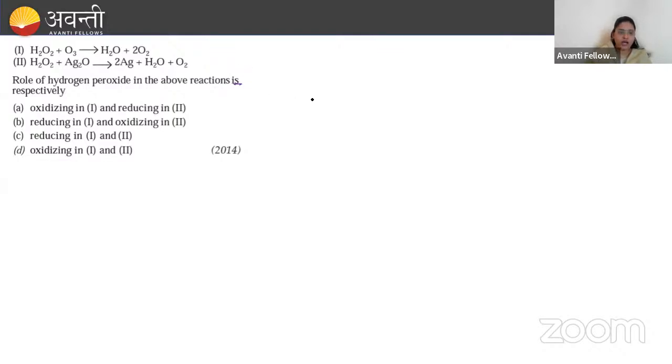So H2O2 reacts with ozone to give H2O plus twice of O2. Here we need to find out when an increase in oxidation state is happening and when a decrease in oxidation state is happening. When the oxidation state increases, it acts as a reducing agent. And when there is a decrease in oxidation state or oxidation number, it acts as an oxidizing agent.